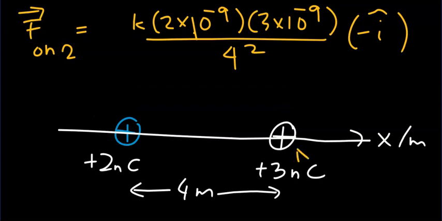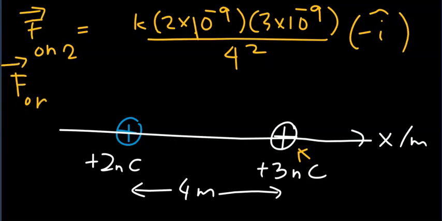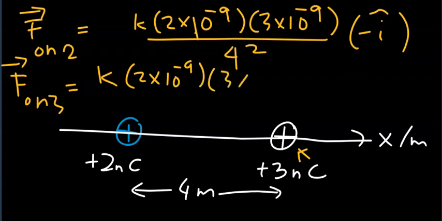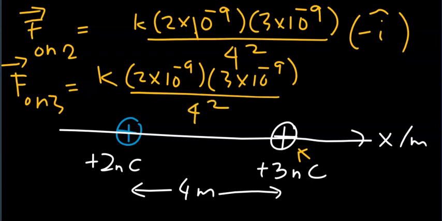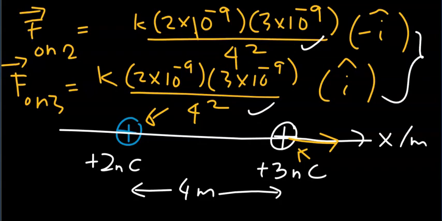Likewise, the force on 3 nanocoulomb due to 2 nanocoulomb is given by the following expression. K is the constant, 9 times 10 to the power 9. The product of the two charges as before is 2 times 10 to the power minus 9 times 3 times 10 to the power minus 9, over distance squared. Now this charge will have a force in a rightward direction due to the repulsion because of that charge. So you see the magnitudes of these two forces are the same, the only difference is in the direction.